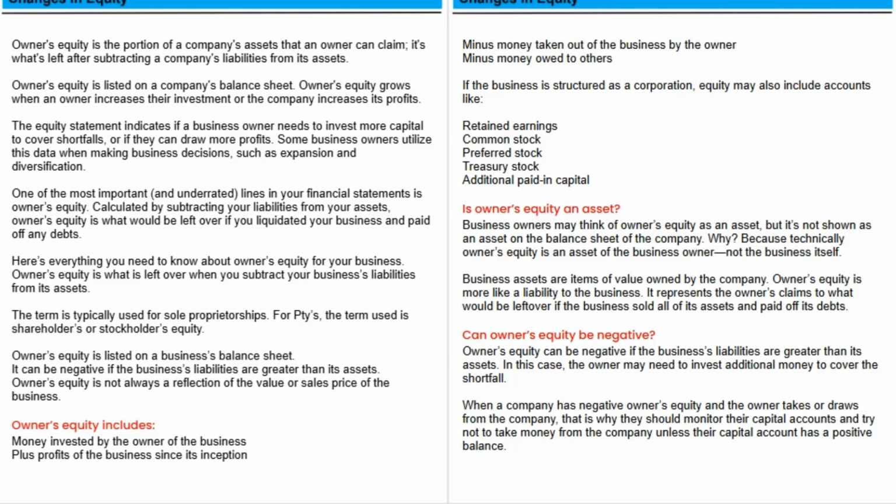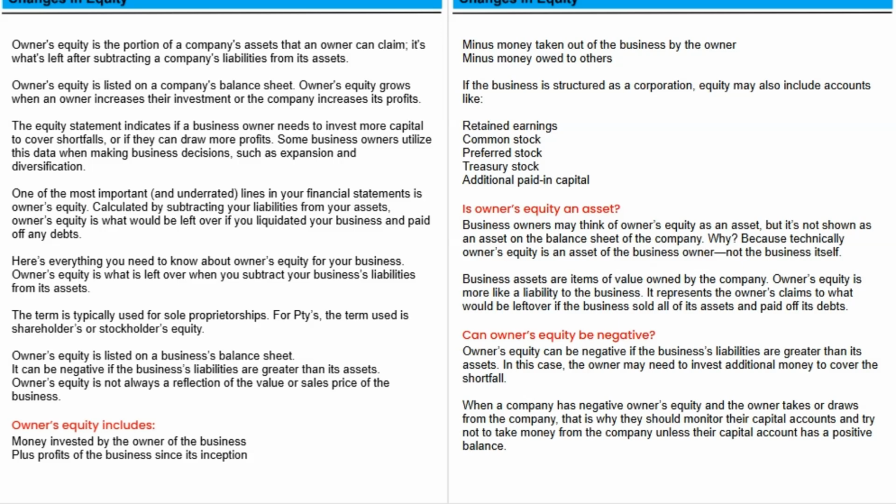The equity statement indicates if a business owner needs to invest more capital to cover shortfalls, or if they can draw more profits. Some business owners utilize this data when making business decisions, such as expansion and diversification. This is one of the most important and underrated lines in your financial statements.